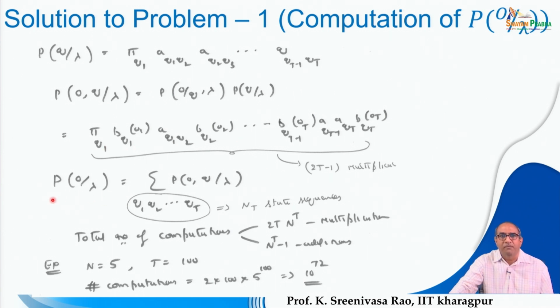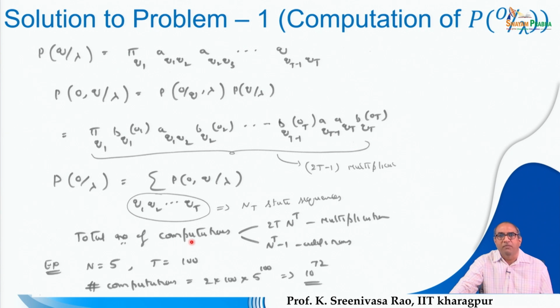So, now if you want to compute P of O given lambda, and here this is for one state sequence. How many state sequences are there? There are a total of N to the power T state sequences. It is not a subscript, it is a superscript. So, here Q1, Q2, there are N to the power T sequences. For every sequence we have this many computations.